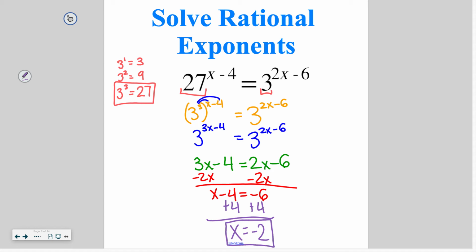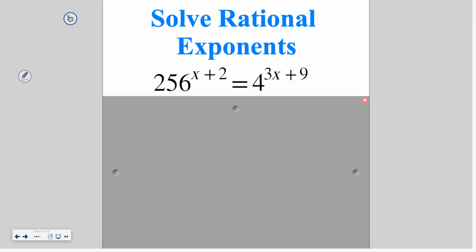So again, when our bases don't match, we need to find a power that allows the bases to become the same. So we used 3, that's the smaller base, figured out what exponent was going to get me to 27. Once we did that, we used our power of a power rule to get the exponents into an equation. The bases are the same. We can now set the exponents equal to each other and solve for x. Go ahead and try this one on your own.